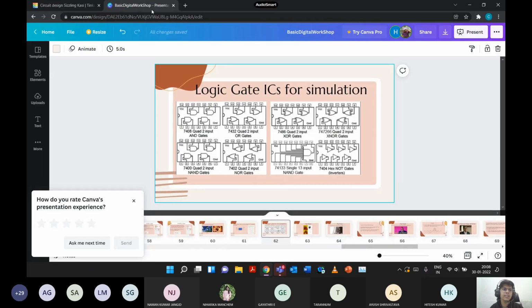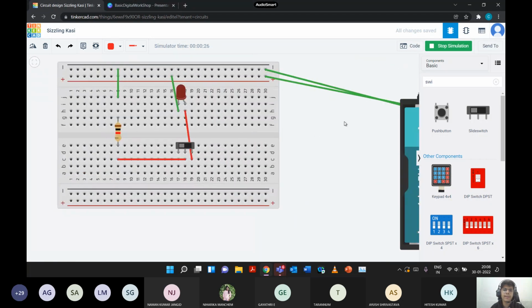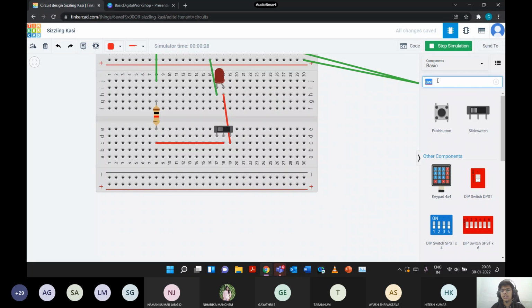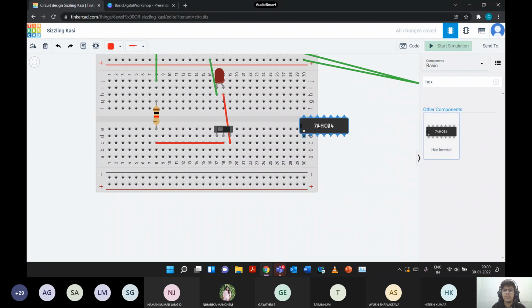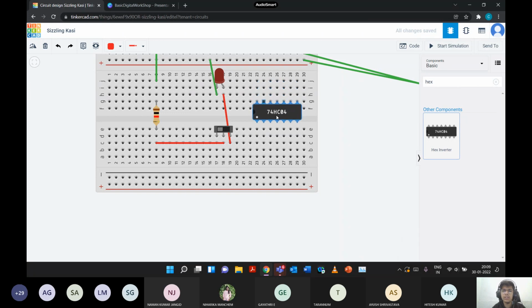Okay, open Tinkercad and just put it in series. So I'll search for hex inverter. So tell me, can I place it here? Yeah, we can't place it here because most of its terminals will get shorted. So we have to place it between the 2 rails.